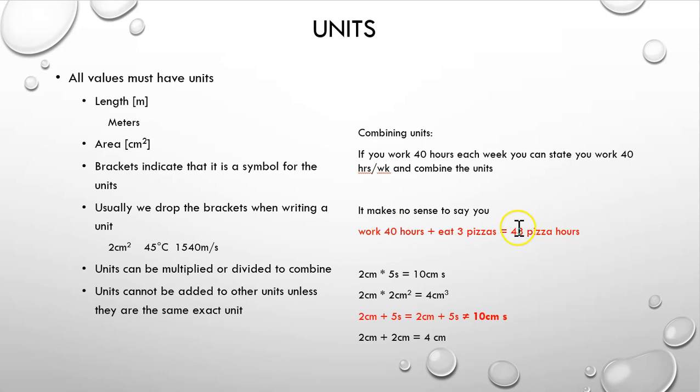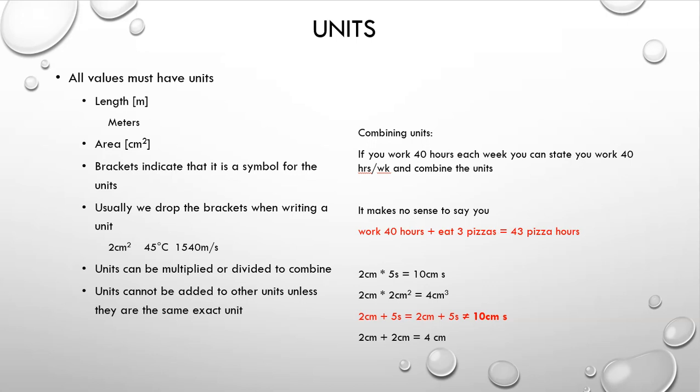So we have to have similar units to add, but multiplying and dividing, we can multiply and divide our units. It's no problem. So 2 centimeters times 5 seconds is 10 centimeter seconds. Yes, that works. 2 centimeters times 2 centimeters squared is 4 centimeters cubed. Yes, that works. 2 centimeters plus 5 seconds does not equal 10 centimeter seconds. It just doesn't work. And 2 centimeters plus 2 centimeters certainly equals 4 centimeters. So here we have an example of similar units, so we can just add them together.